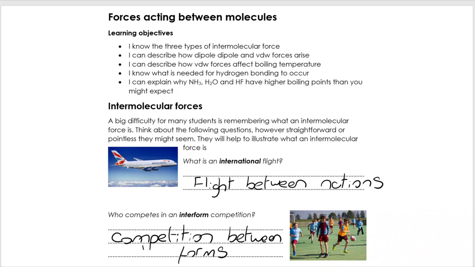And in the simplest terms, an international flight is a flight between nations. An interform competition is a competition between forms. And that key word there is between. An international flight is not within a nation. An interform competition is not within a form. They are between them. So why are we talking about this?